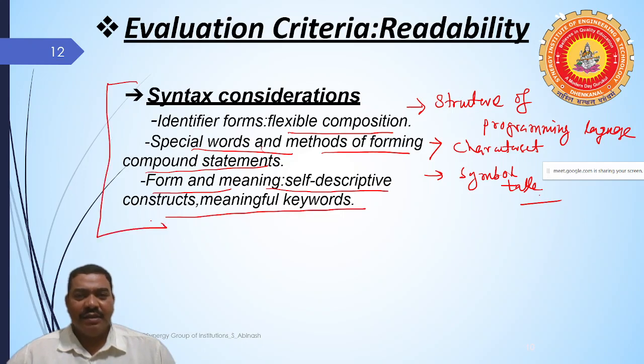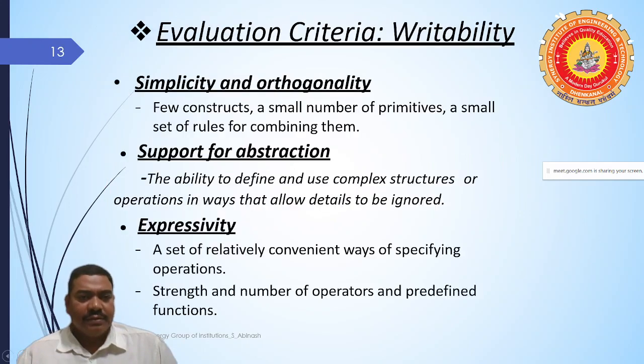So how easy is it to read the program, right? Simplicity, which we have already discussed: few constructs, a small number of primitives, a small set of rules for combining them. That is the simplicity. And support for abstraction. Abstraction is the process of creation of new data types from the existing ones.